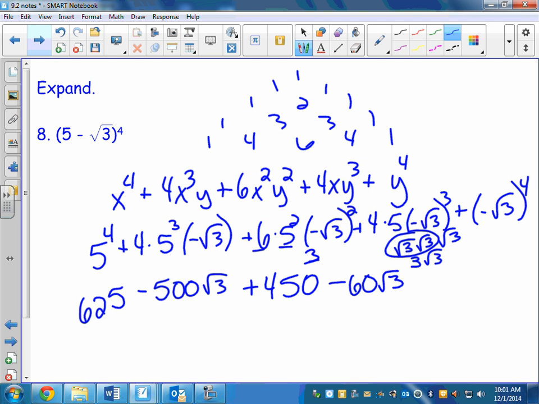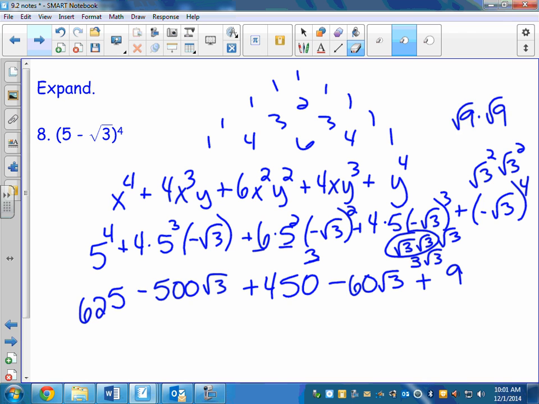And what about this? Negative square root of 3 to the 4th is going to be positive because it's to the 4th power. And this is like 2 sets of square root of 3 squared, right? So it's like 3 times 3, which is 9. Wait, why is it not 9? It is 9. Why is it 9? The square root of 3 squared is 3. Square root of 3 times the square root of 3 was 9, and then another set would be the square root of 9 times the square root of 9. Right? That would be square root of 81, and that would be 9. Okay. As long as it makes sense.